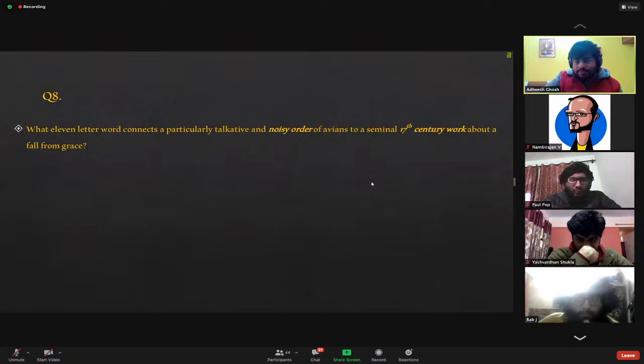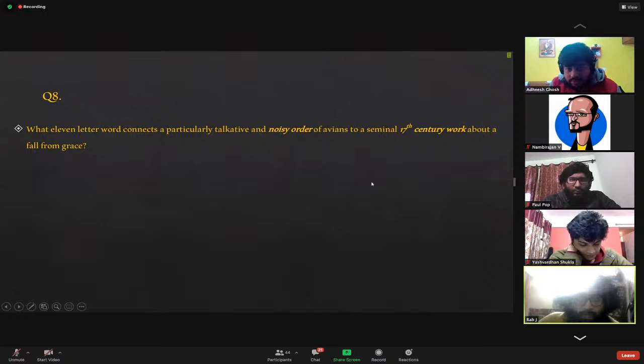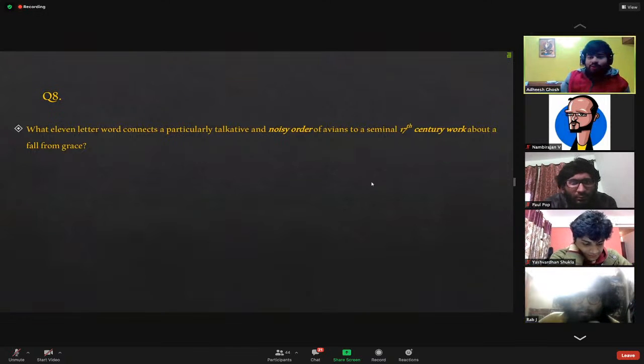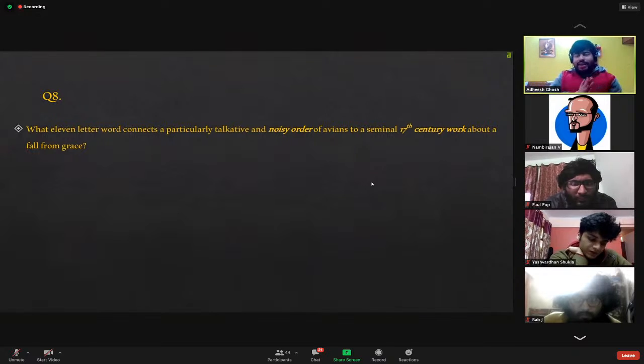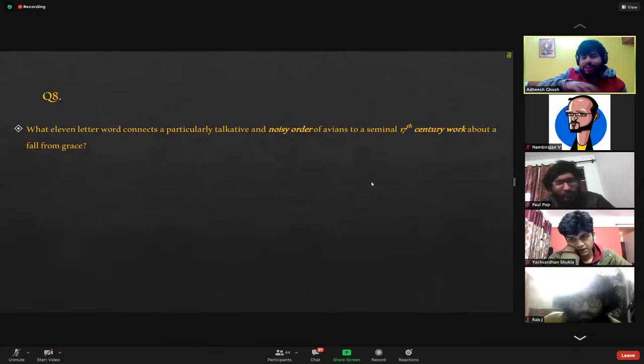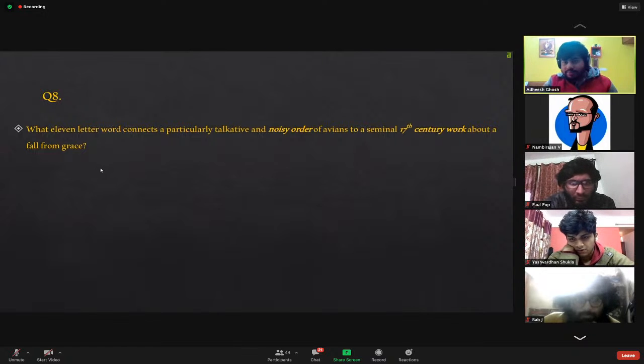Adheesh, this order of avians, do you want a Latin sounding word or no? The word which connects them is not exactly the name of the avians as such. It is something describing something in the area, or something more in general, right? It's nothing scientific as such. You might think of it more in terms of language, the English language rather than science. All right, so that's question number 8.